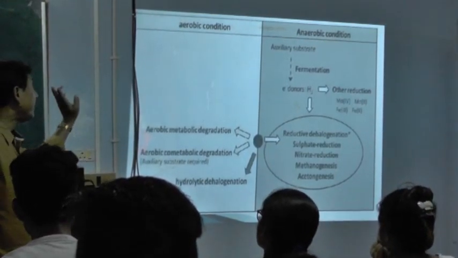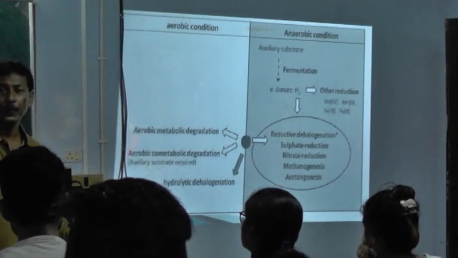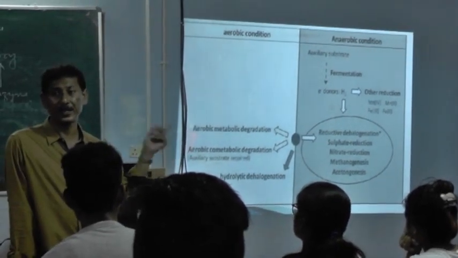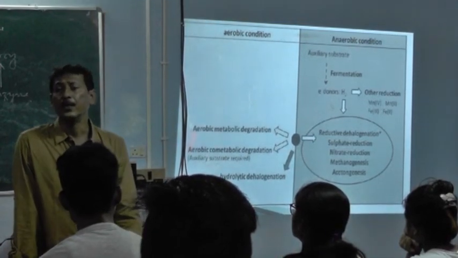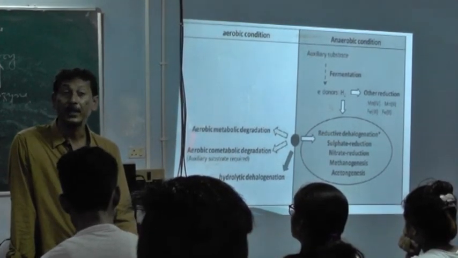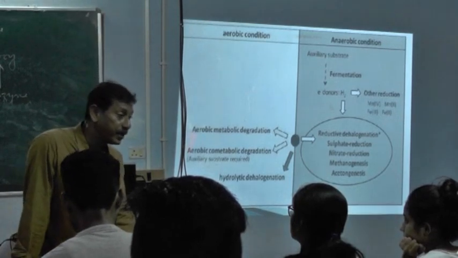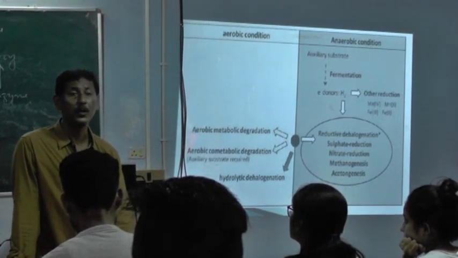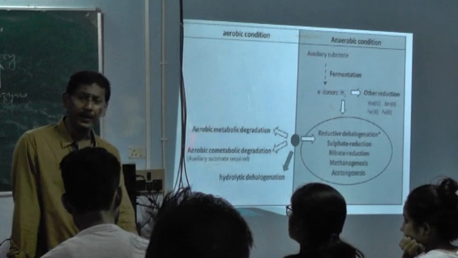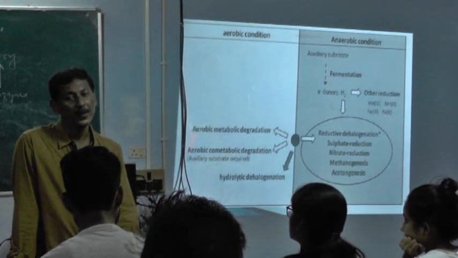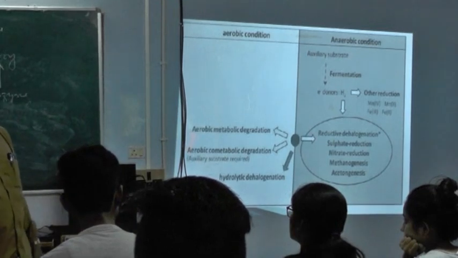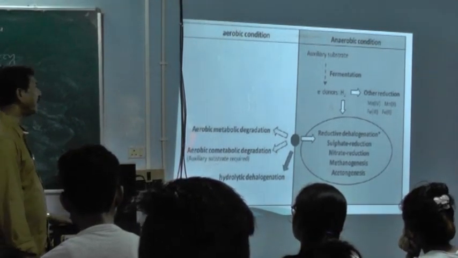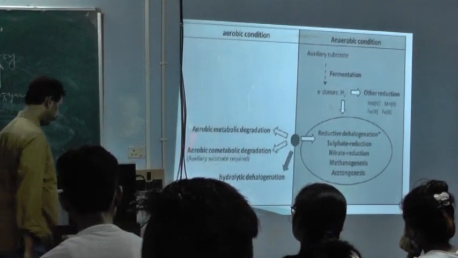So what is the difference between aerobic respiration, anaerobic respiration, and fermentation? In anaerobic situations, we actually use a terminal electron acceptor other than oxygen and no other organic compound. The terminal electron acceptors are NO3, SO4 double minus, Fe3, Mn plus, and so on.